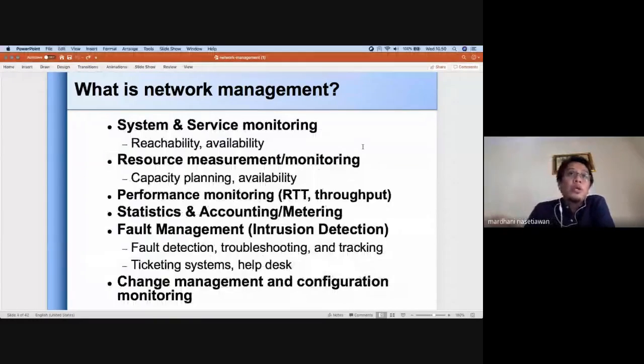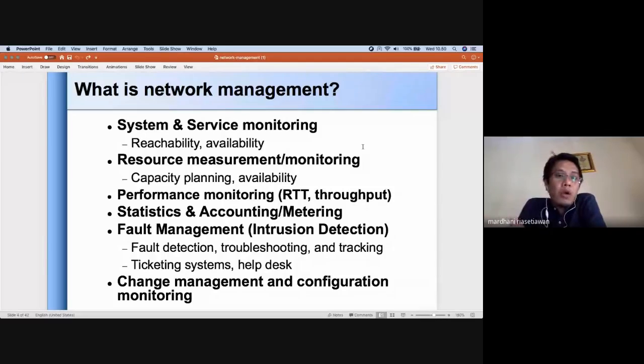And then the network management actually is a very wide-ranging discussion. It is not only about managing our network to a good standard, but the most important thing is that we have several components inside network management. The first is system and service monitoring. We do that in network management. We not only deal with the network itself, but also the systems inside the network.